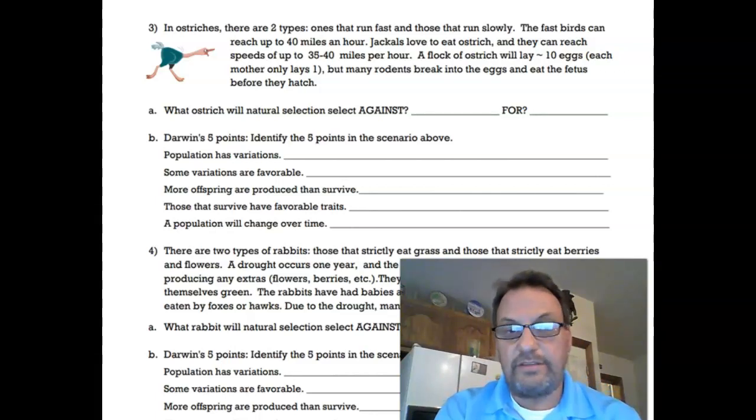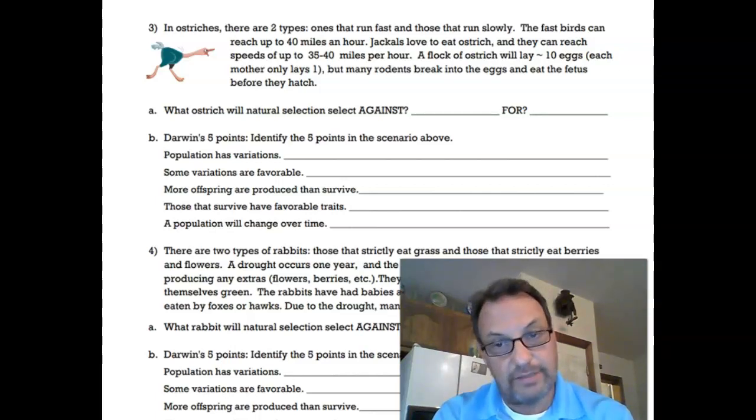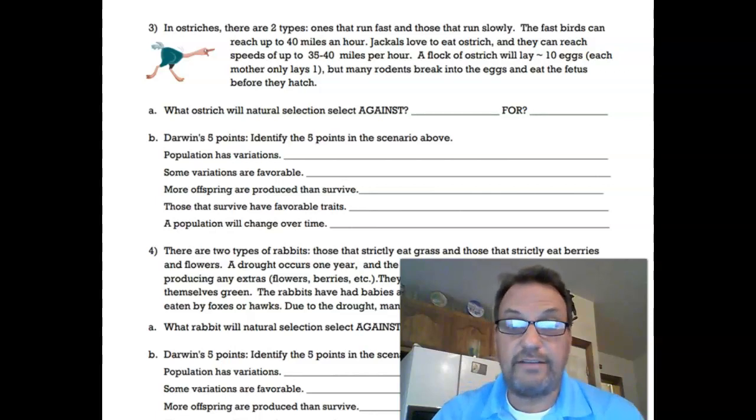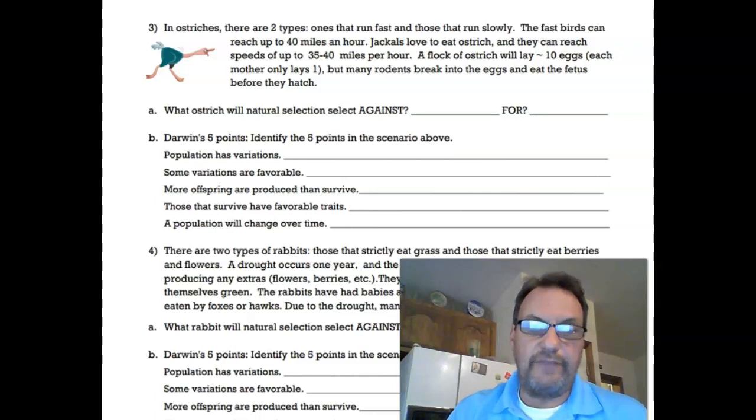Darwin's 5 points. The population has variations. Some run fast, some don't run quite as fast. Some variations are favorable. The ostriches that are fast, that's going to be a favorable trait. This one is a little more vague. Your answer on this is going to be a little more vague.